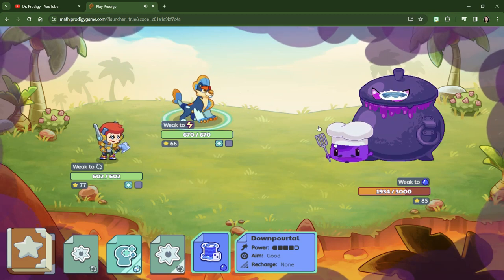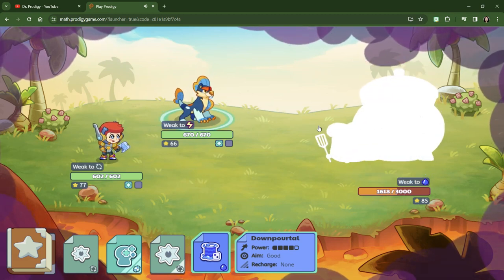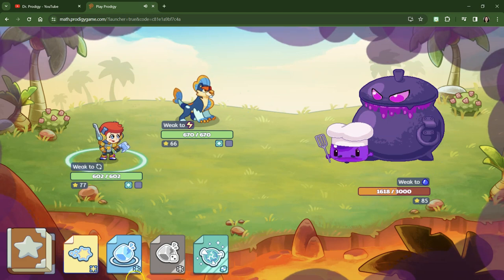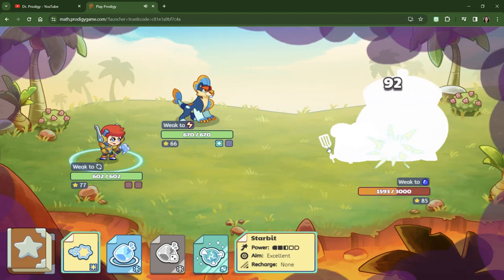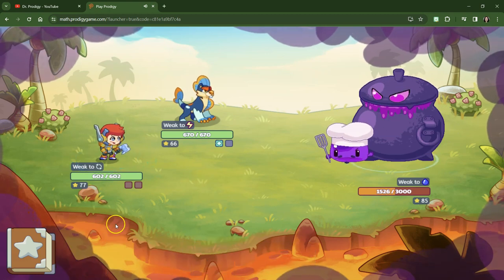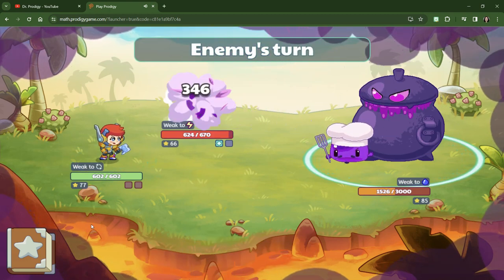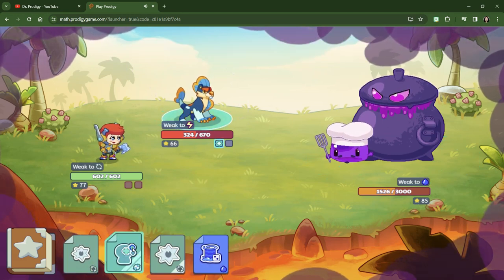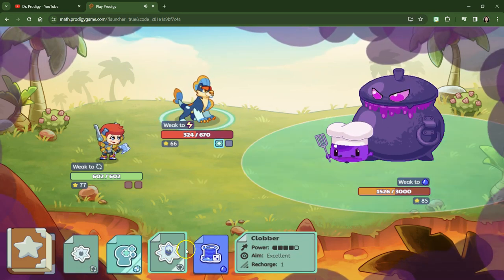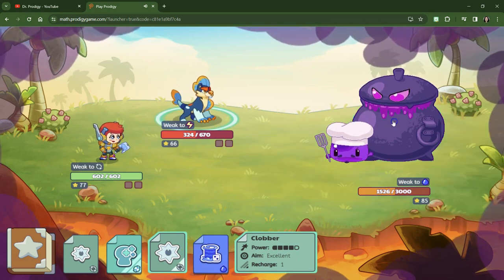Down portal. I gotta just keep doing Starbit because my water spells aren't doing anything. Oh, we could have done that one. Clobber.